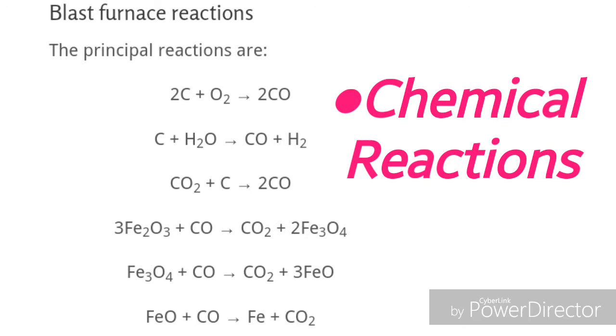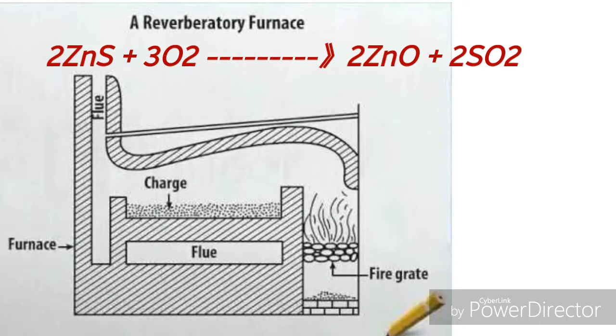Now, magnetite reacts with carbon monoxide to form carbon dioxide and ferrous oxide. Ferrous oxide reacts with carbon monoxide to form iron metal and carbon dioxide.